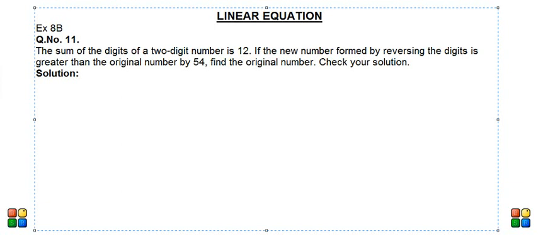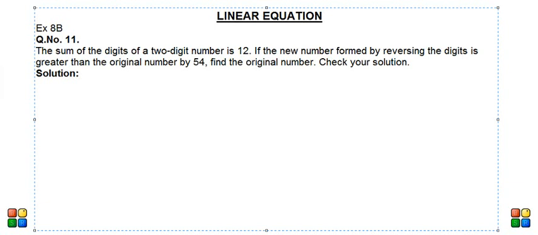Okay, I understood it. The second thing is the new number formed by reversing the digits. That means I'm making 84 instead of 48. I'm just reversing the digits. The unit digit will become the tens digit, and the tens digit will become the unit digit. The number formed by reversing the digits is greater than the original number by 54. The reversed number will be 54 more than the original number.